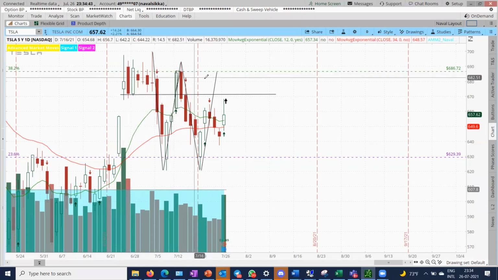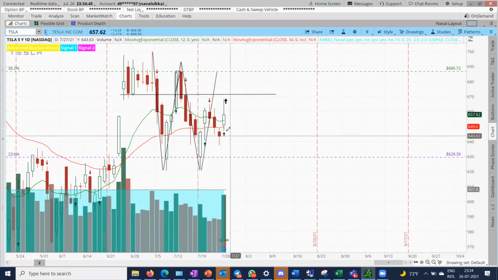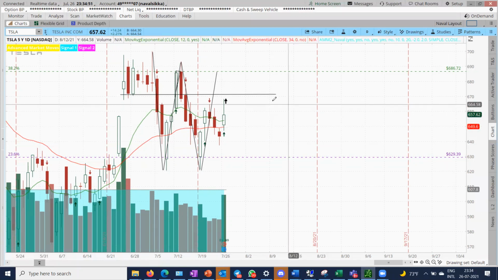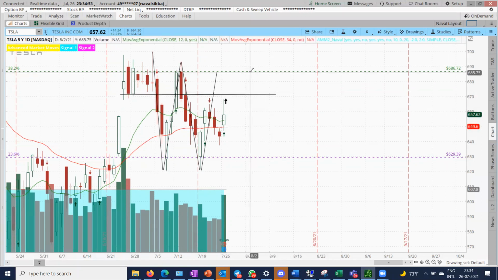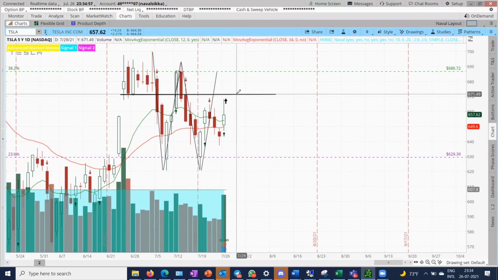So in case we get an opportunity around 657, 658, try to go long in it with a stop loss of 650 and move toward 686 if we breach 672. That's again my viewpoint. I'm positive on Tesla based on the results and based on the setup.